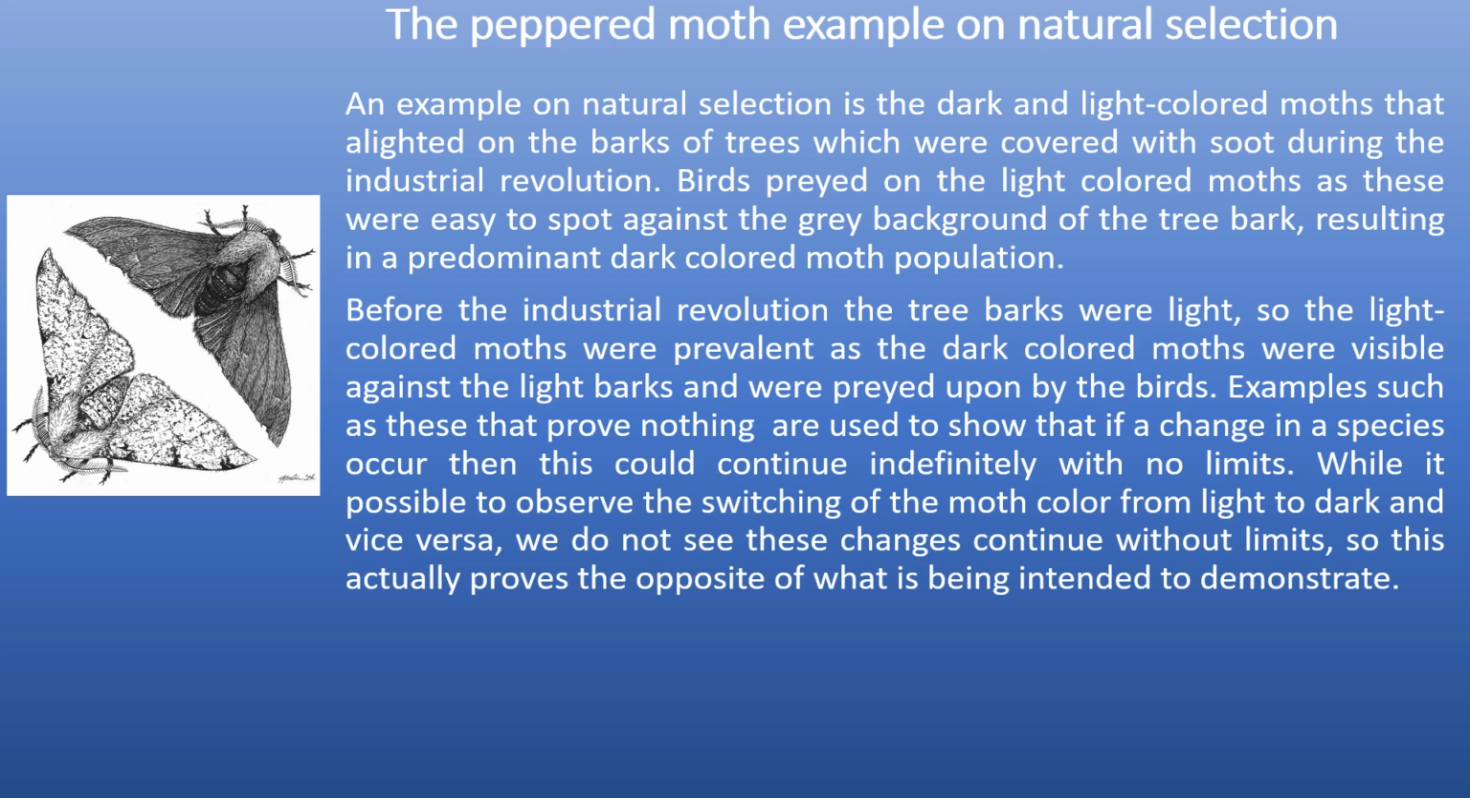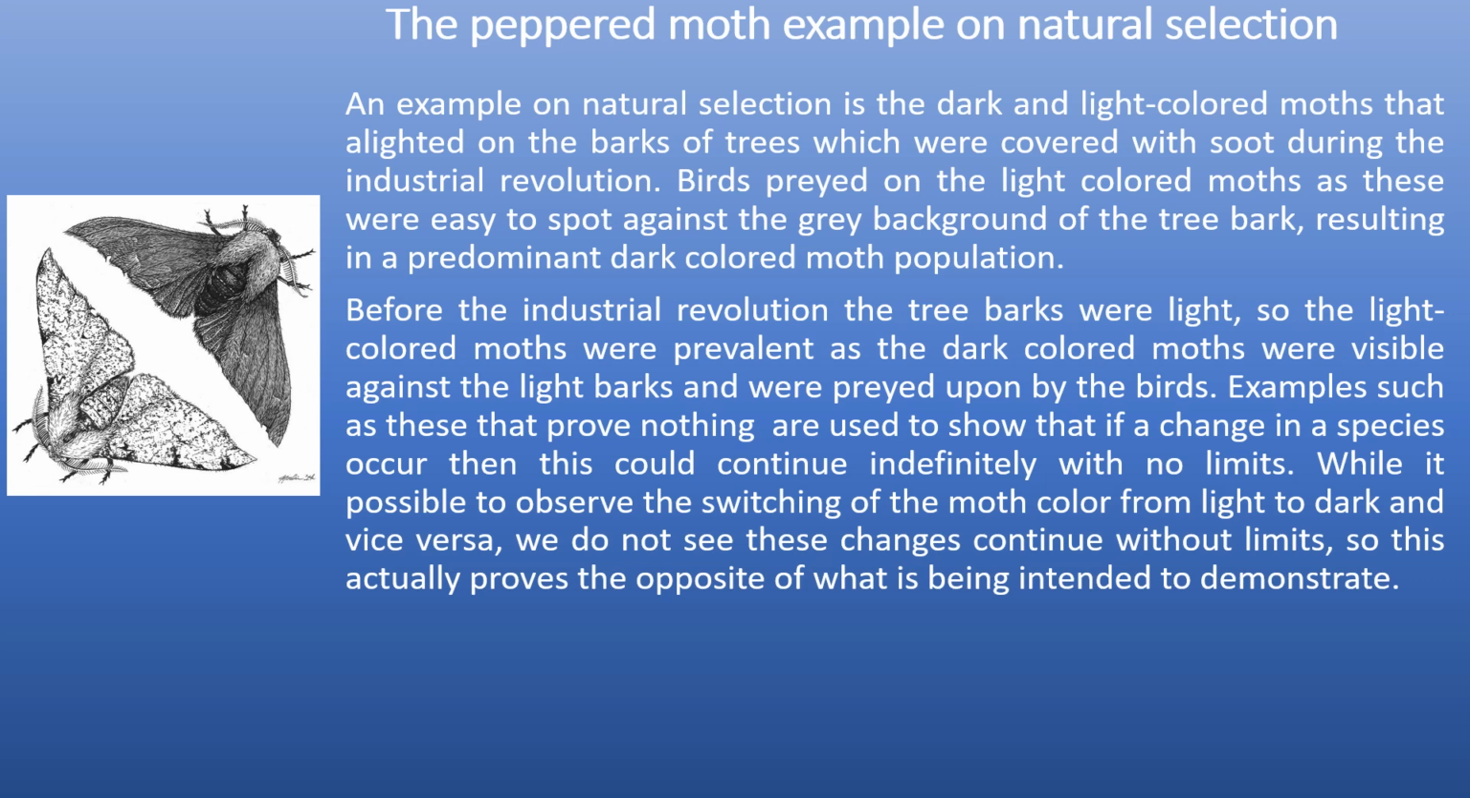The peppered moth example on natural selection. An example on natural selection is the dark and light colored moths that alighted on the barks of trees which were covered with soot during the Industrial Revolution. Birds preyed on the light colored moths, as these were easy to spot against the grey background of the tree bark, resulting in a predominant dark-colored moth population. Before the Industrial Revolution, the tree barks were light, so the light-colored moths were prevalent, as the dark-colored moths were visible against the light barks and were preyed upon by the birds.